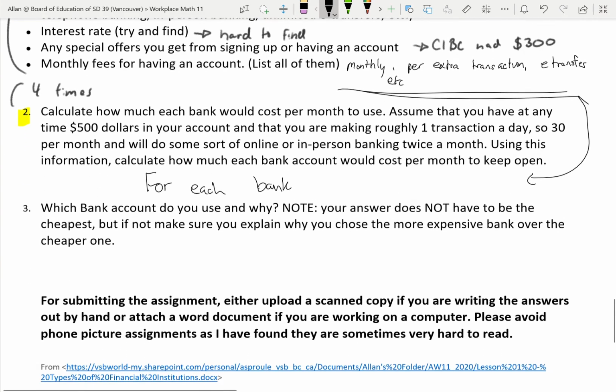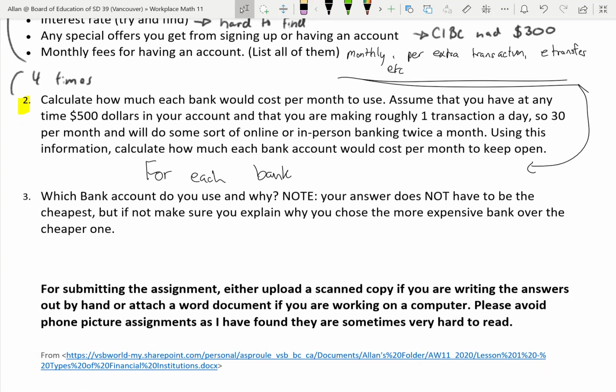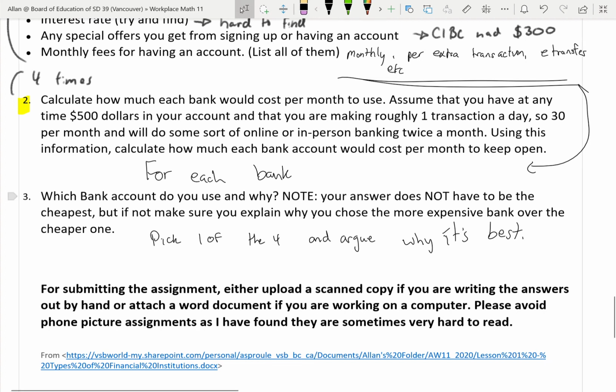And then finally, which bank account would you choose and why? Pick one of the four and argue why it's best. Now, keep in mind, this does not have to be the cheapest option, but if it's not, make sure you're explaining why you're choosing it. Is it close to your home? Is it something that you've always used? Is it something that has a really good offer, like it gives you free groceries or free points to see movies, and that's exactly what you want from a bank account?